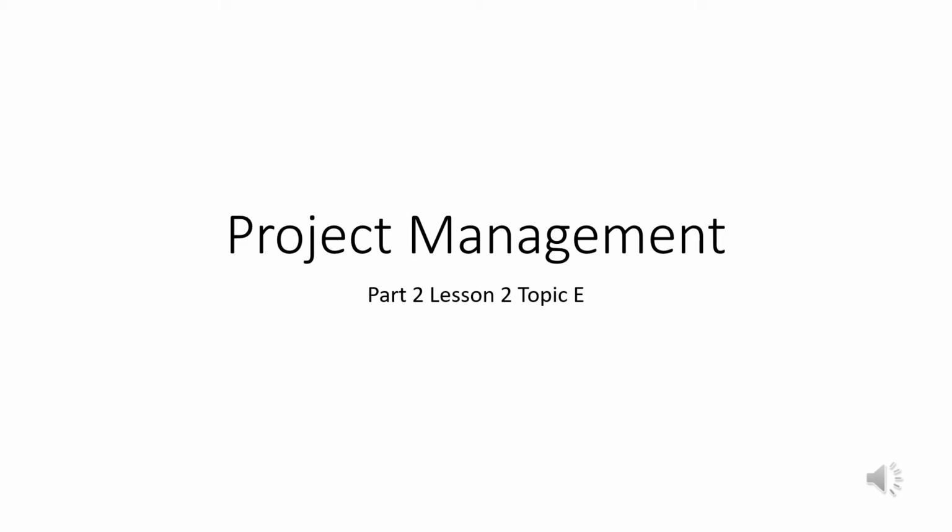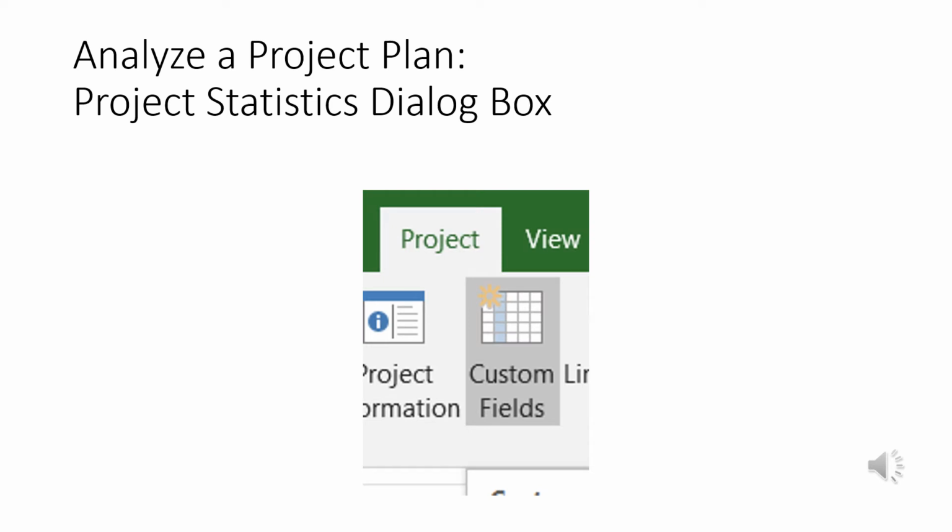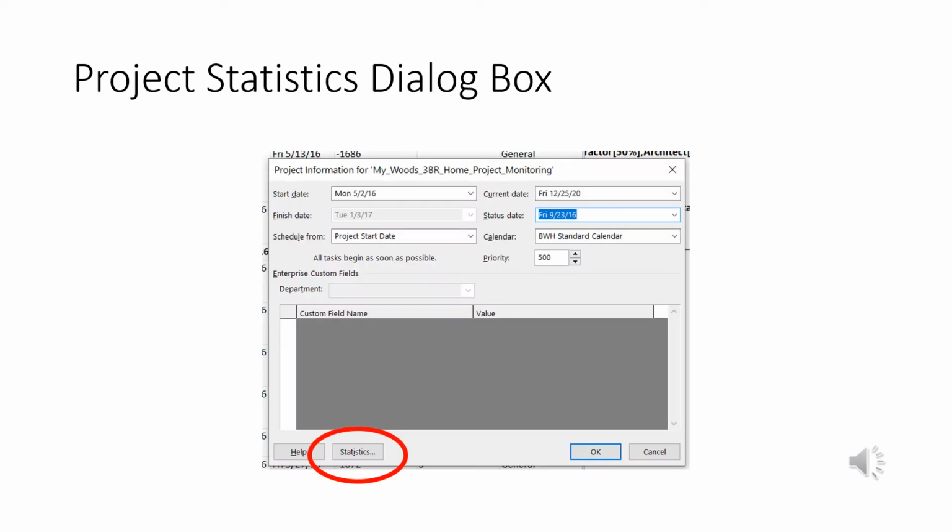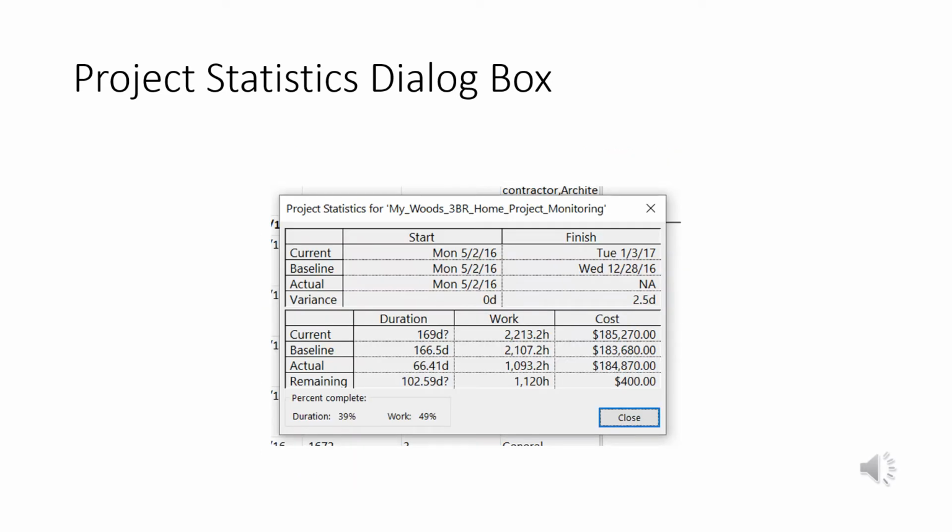Okay, topic E is going to cover how to analyze a project. One of the first tools we have is the Project Statistics dialog box. You get to that by clicking on the Project tab, Custom Fields. Click on this button here, the Statistics button. And this dialog box will come up.